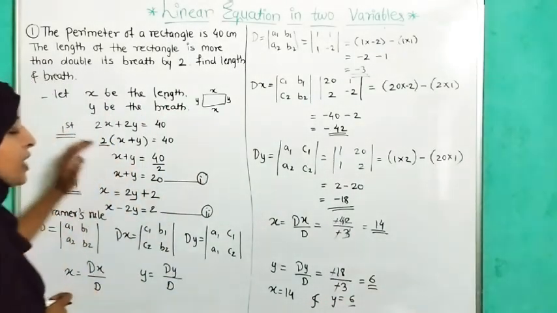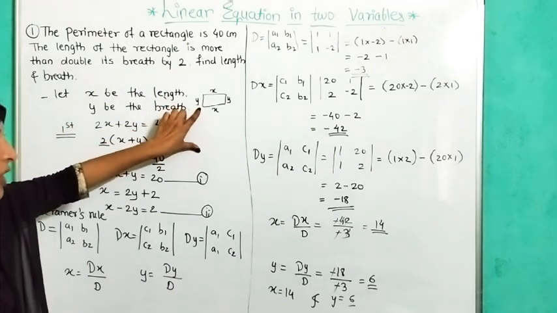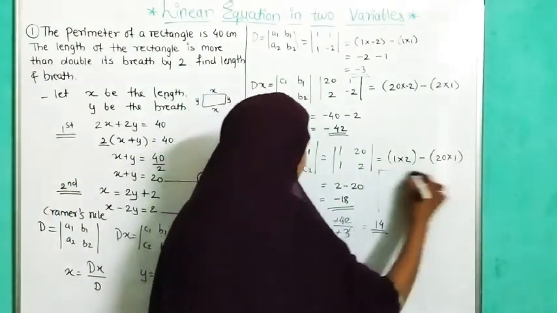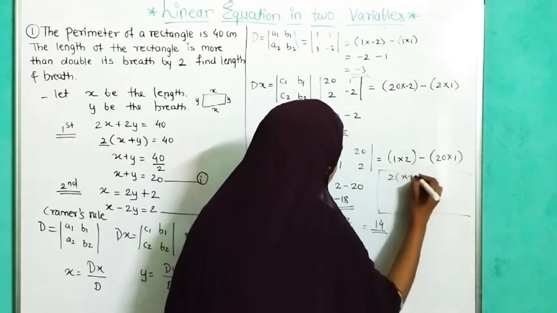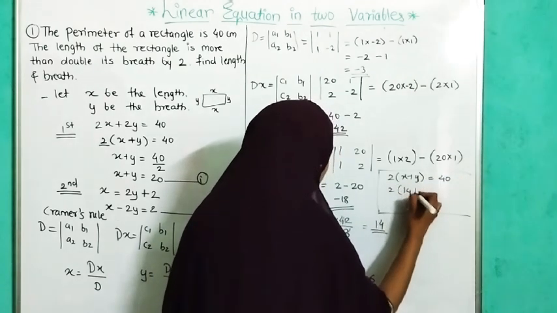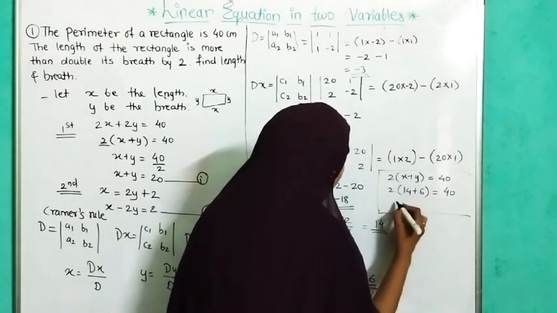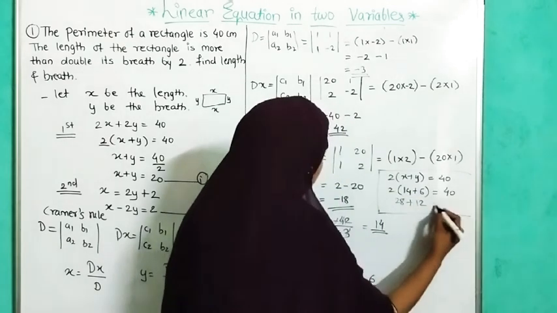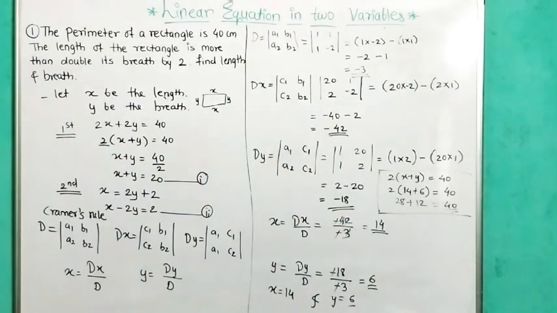So here we can say the rectangle's length is 14 and the rectangle's breadth is 6. Now we can check it. Is the perimeter of the rectangle, twice x plus y, equal to 40 or not? So 14 plus 6 is 20, then 14 twos are 28 plus 6 twos are 12. 12 plus 28 is equal to 40. Hence we get the length and breadth of the given problem.